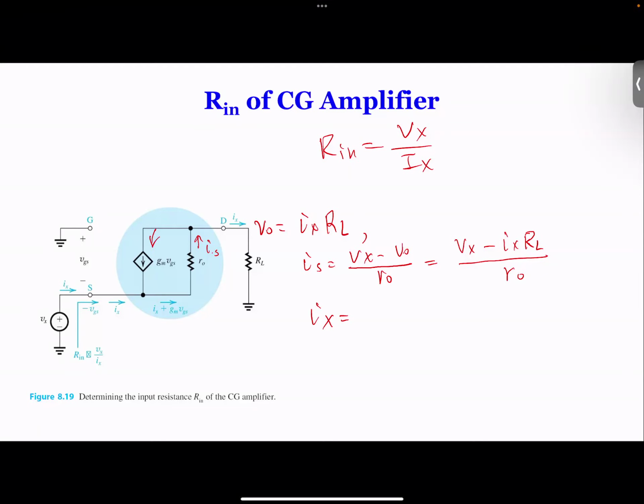See, there's a current going this way, there's current going this way, there's current going this way. So which means Ix is going to be, or if we use Ix plus Gm times VGS, it's going to be same as Is. And here we also need to find what the VGS is. Can you guys tell me what VGS is in this circuit? By observation?